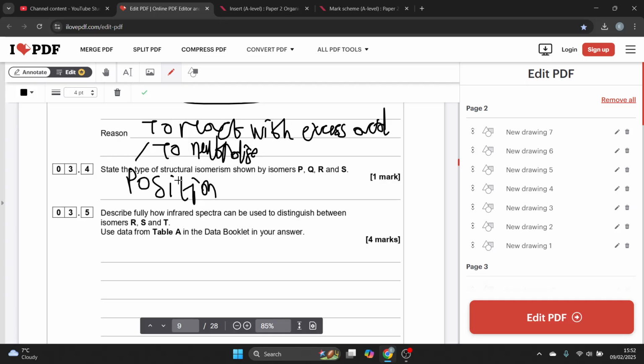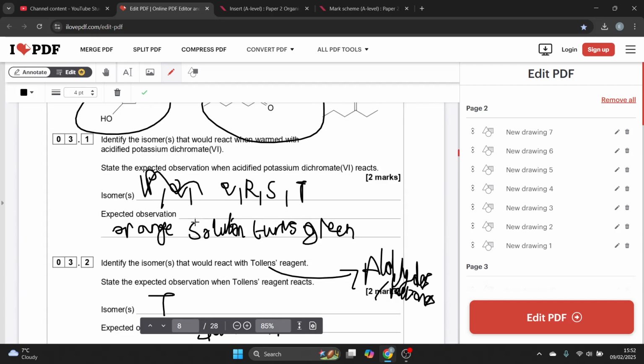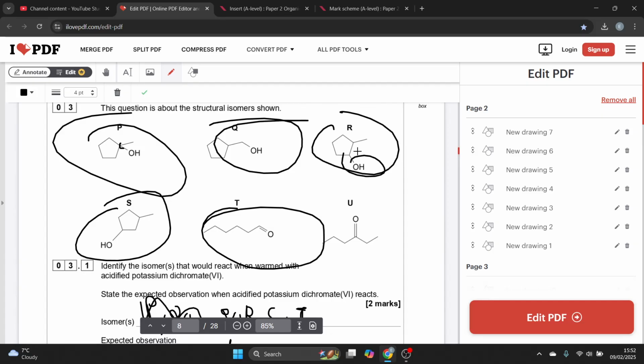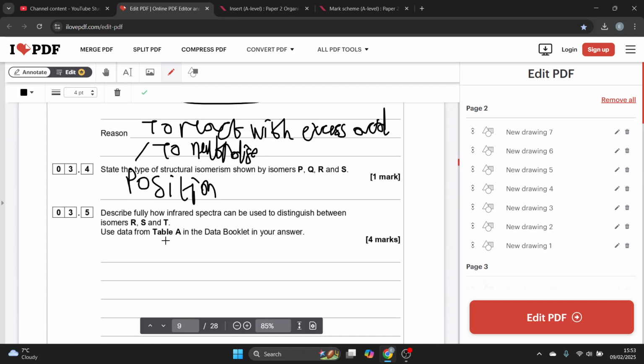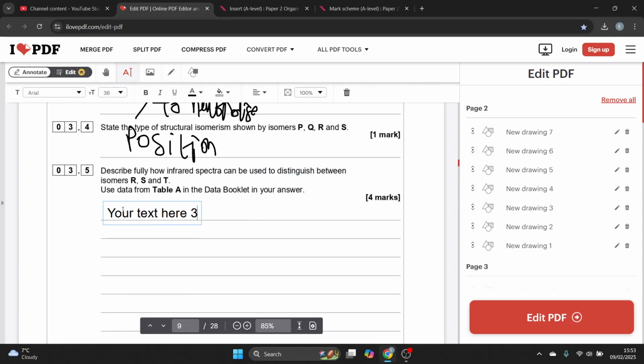Describe fully how infrared spectra can be used to distinguish between isomers R, S, and T. Well, isomer R has an OH group, isomer S the same, and isomer T a carbonyl group. So I would look at the data book. It tells me to use the data booklet table A. So I go to that.